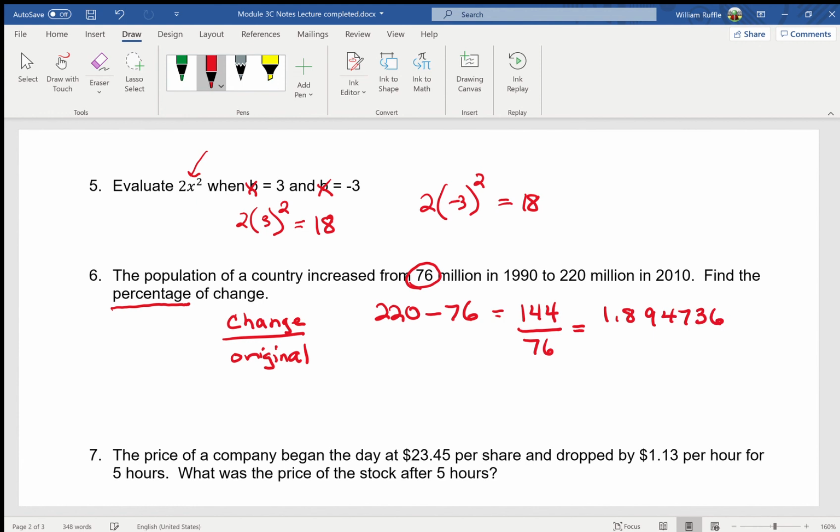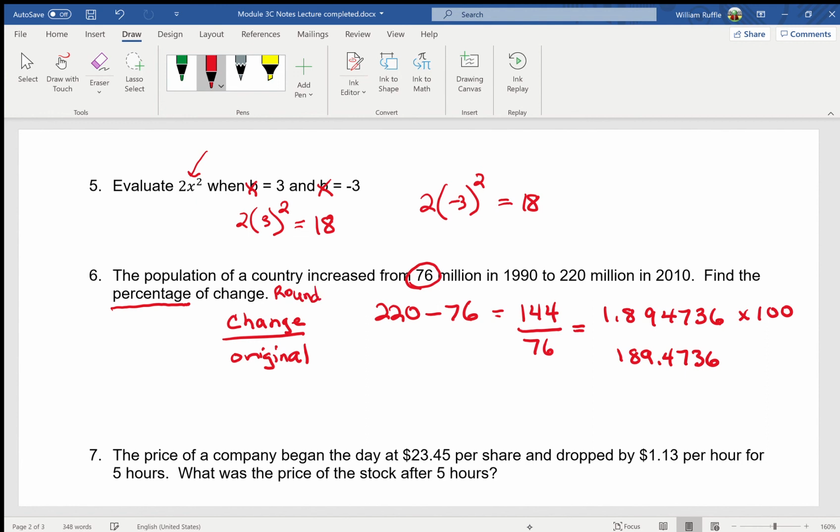1.894736. Now, how do I change the number to a percent again? If you remember correctly from Unit 2, we have to multiply it by 100. So now it's 189.4736. Now let's say it says round to the nearest tenth of a percent.